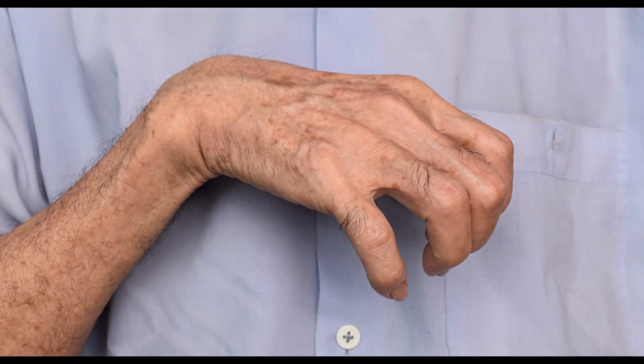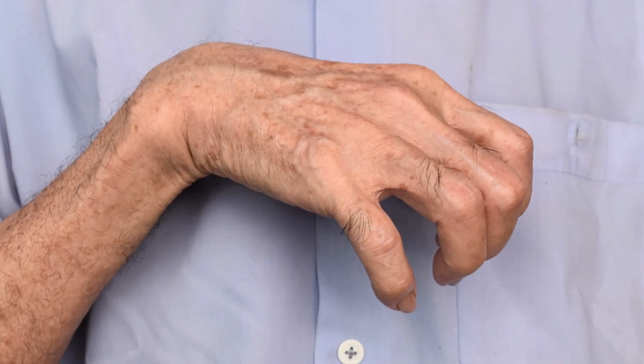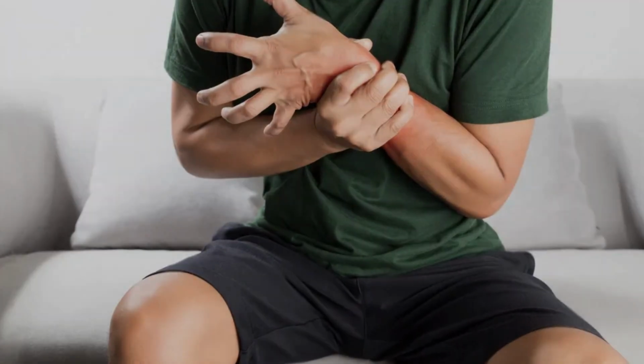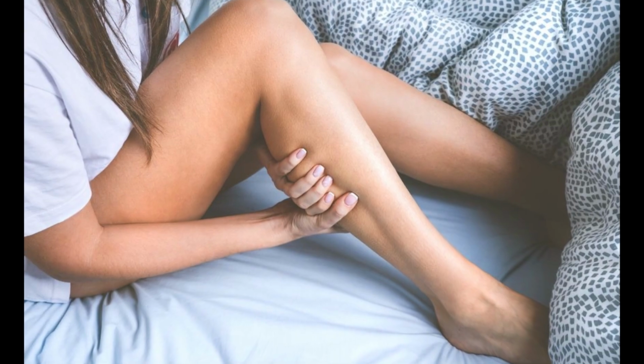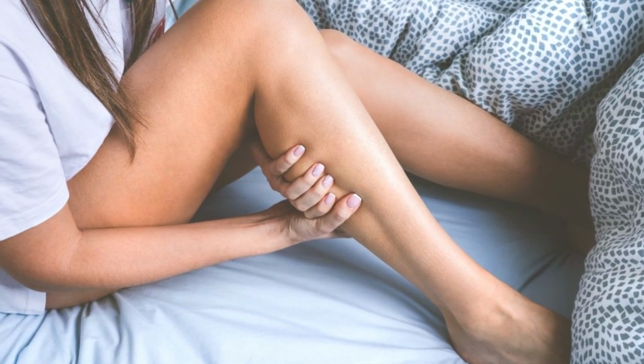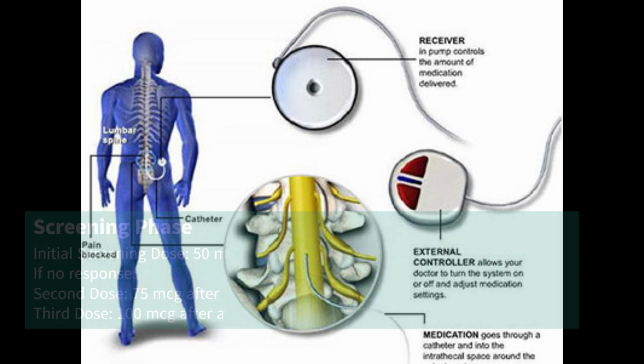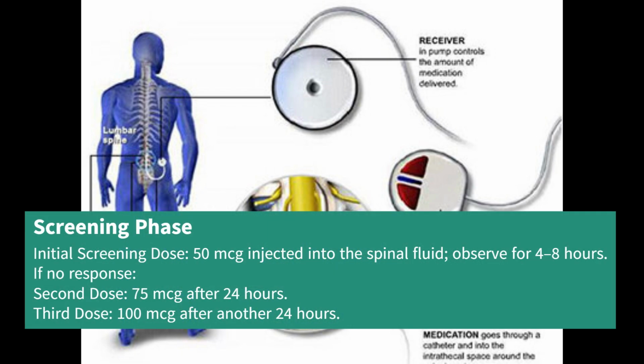Oral Baclofen is used for spasticity due to multiple sclerosis, relief of muscle spasms, pain, clonus, rigidity, spinal cord injuries, and related spinal conditions. How to use Baclofen intrathecally, spinal administration. Intrathecal Baclofen is considered for patients who do not respond adequately to oral treatment or experience intolerable side effects. It involves a screening phase followed by implantation of a pump for continuous infusion.